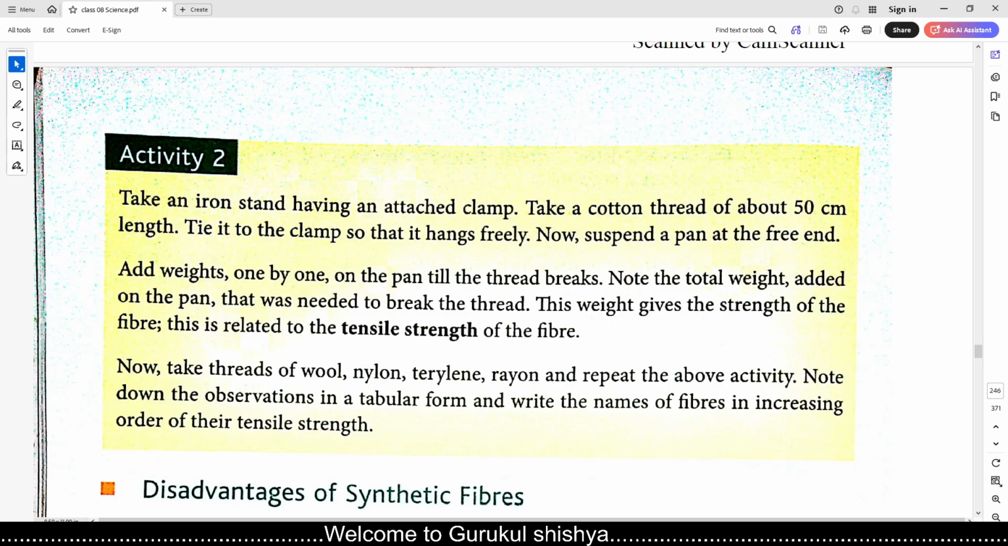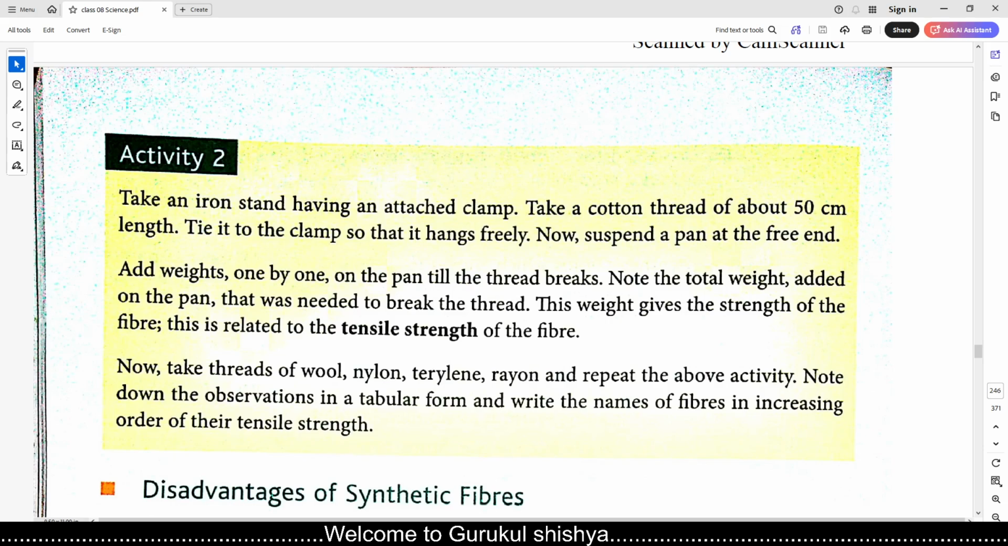Note the total weight added on the pan that was needed to break the thread. This weight gives the strength of the fiber that is related to the tensile strength of fiber. Now take threads of wool, nylon, terylene, rayon, and repeat the above activity. Note down the observation in a tabular form and write the names of fibers in increasing order of their tensile strength.